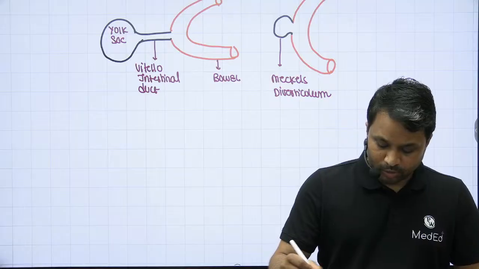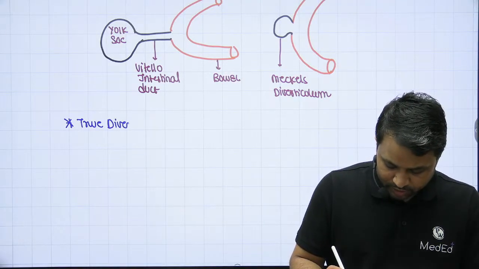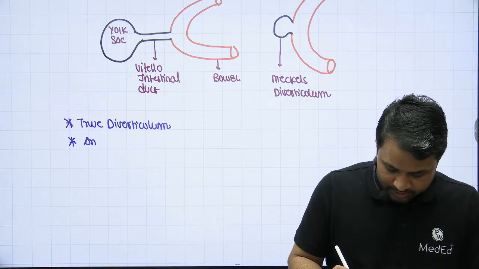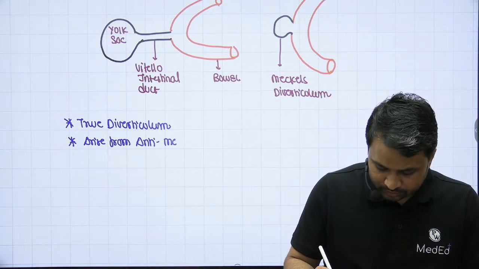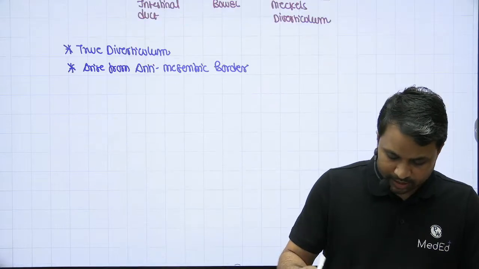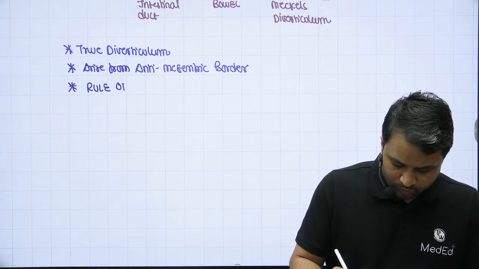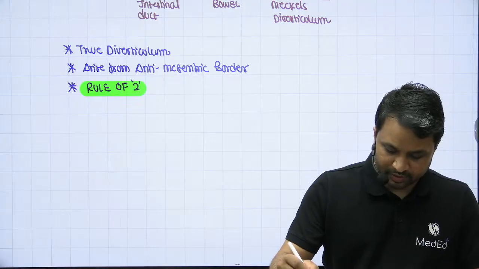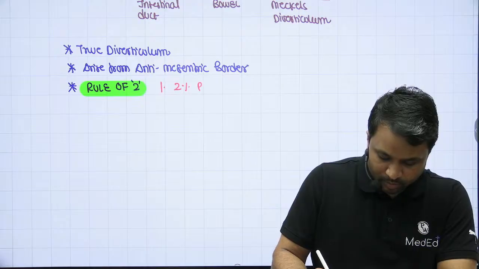So let's talk about the important points about the Meckel's diverticulum. Remember, this is an example of a true diverticulum. This arises from the anti-mesenteric border. And remember, they follow something called the rule of 2. So what is the rule of 2 in the Meckel's diverticulum? Number 1, it is present in 2% of the population.